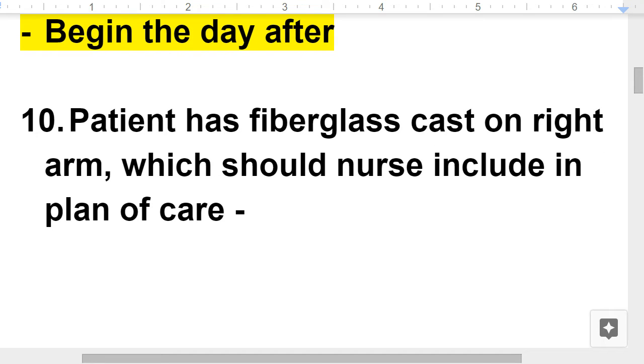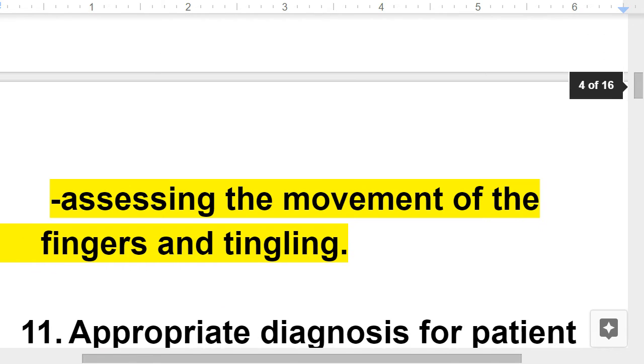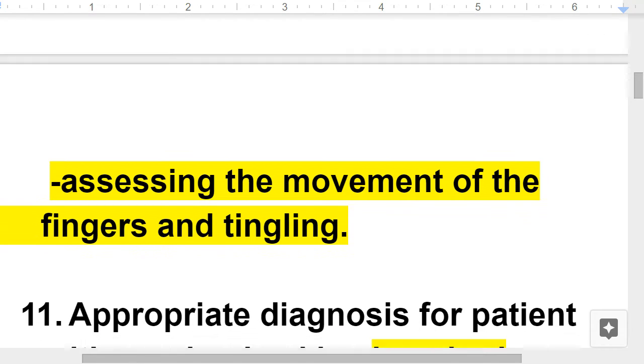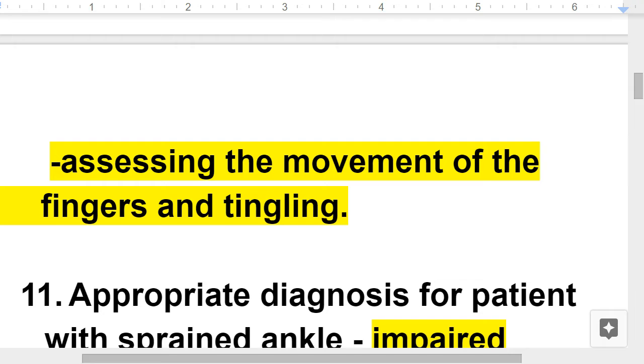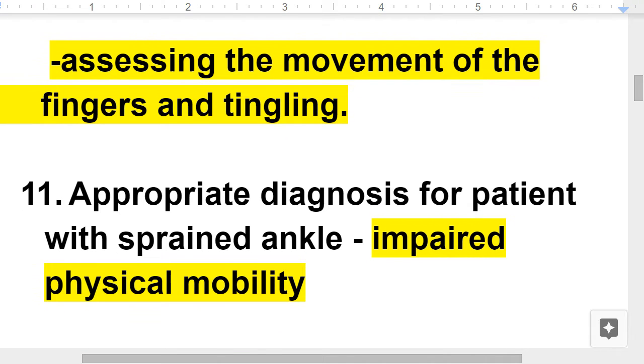Patient has a fiberglass cast on the right arm. Which should the nurse include in the plan of care? Assessing the movement of the fingers and tingling.